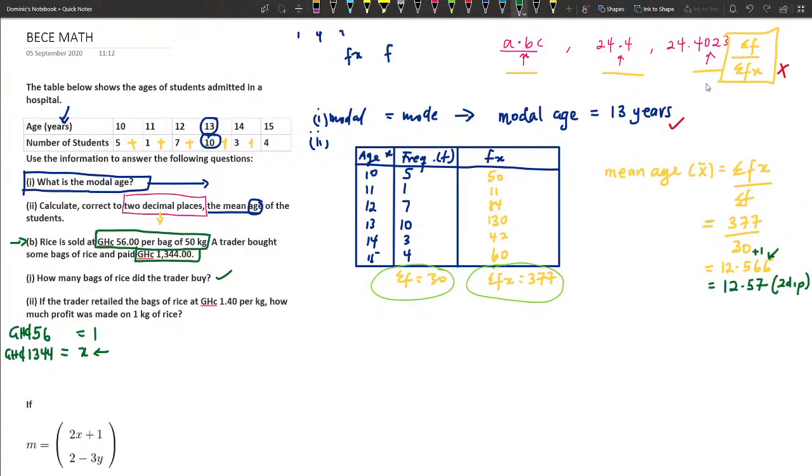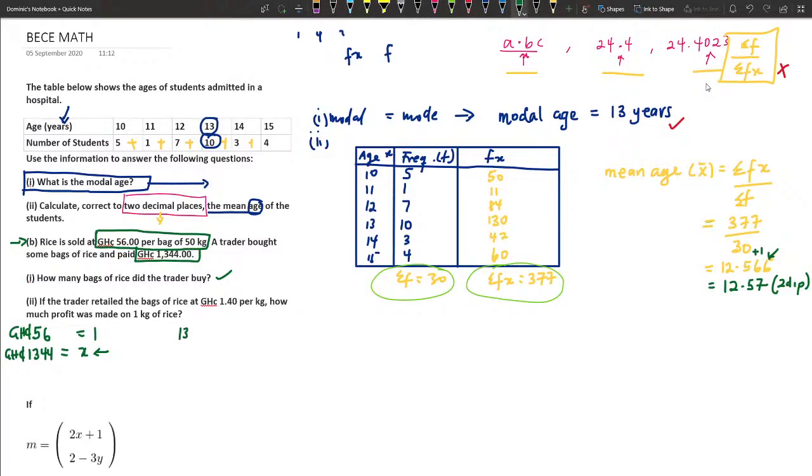56 gave us 1 bag. Now, if 56 gave us 1 bag, 1344 should give us more bags. It should give us at least more than 1 bag. We know, obviously, because 1344 is more than 56 Ghana cedis. So if 1344 refers to the x, and now we are saying that this 1344 will give us more bags, then it basically means that the x is more. If the x is more, then the less should divide, and the less here is the 56.